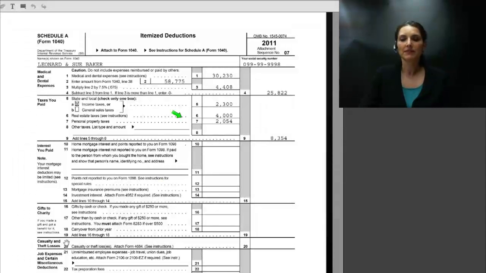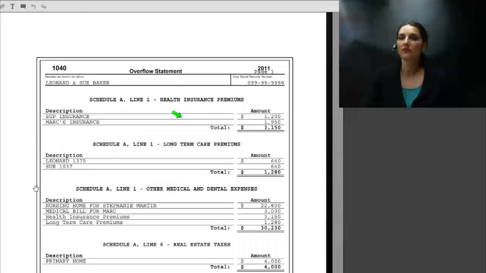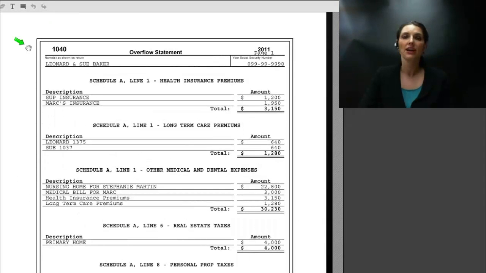But the overflow statement is not a part of the return. It's not a form you are required to complete, and it is not a form that is ever filed with the IRS. So that concludes the review of the Session 8 homework assignment.